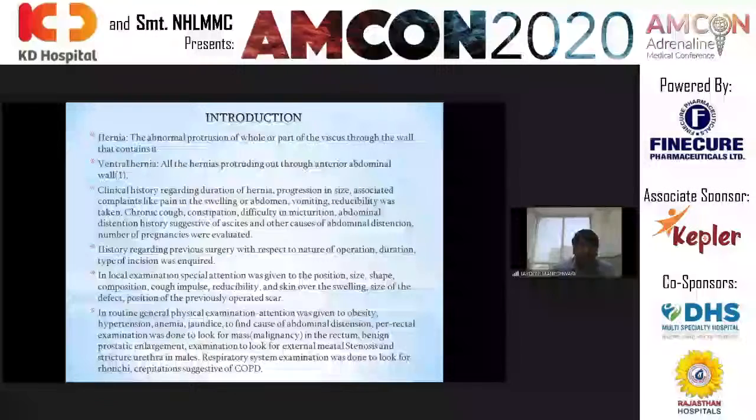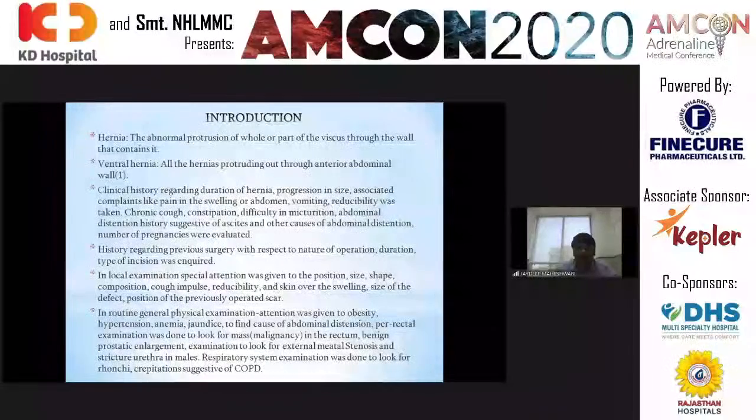Introduction, starting with the definition of hernia. A hernia is defined as abnormal protrusion of the whole or a part of a viscus through the wall that contains it. And ventral hernia is defined as hernias protruding out through the anterior abdominal wall. The clinical history regarding the duration of hernia, progression in size, and associated complaints like pain, vomiting, reducibility was taken. Chronic cough, constipation, difficulty in micturition, abdominal distension, history suggestive of ascites and other causes of abdominal distension were evaluated. In local examination, special attention was given to the position, size, shape, composition, cough impulse, reducibility, skin over the swelling, size of the defect, and position of the previously operated scar. Next.